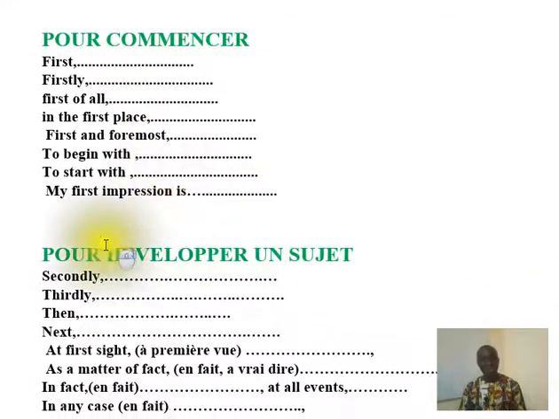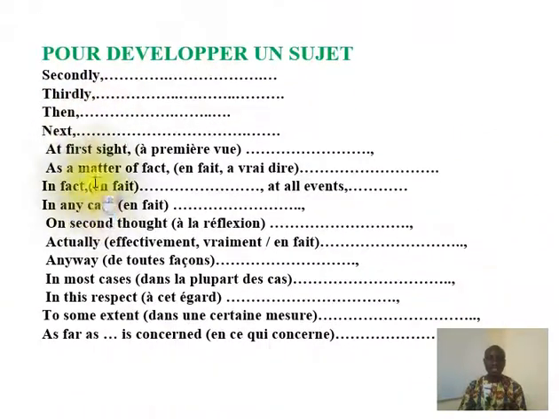Ok, donc nous continuons avec le deuxième point. Le deuxième point, c'est ici. Pour développer un sujet, to develop a subject, or an argumentation, or a debate, pour développer un sujet. Donc, pour développer un sujet, vous avez déjà introduit, vous avez déjà donné prime abord sur le site. Cette fois-ci, vous avez dit secondly, deuxièmement, ou bien deuxième lieu, thirdly, troisièmement. Vous avez dit secondly, thirdly. Deuxièmement, troisièmement, ok, premier, deuxième lieu, troisième lieu.